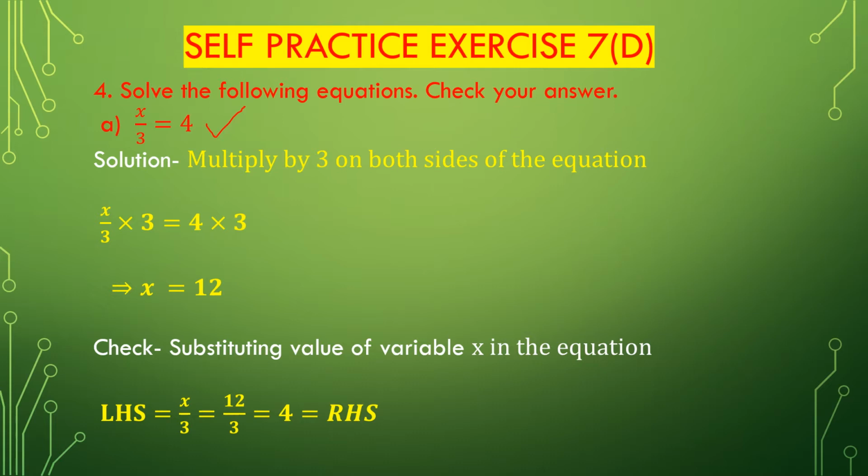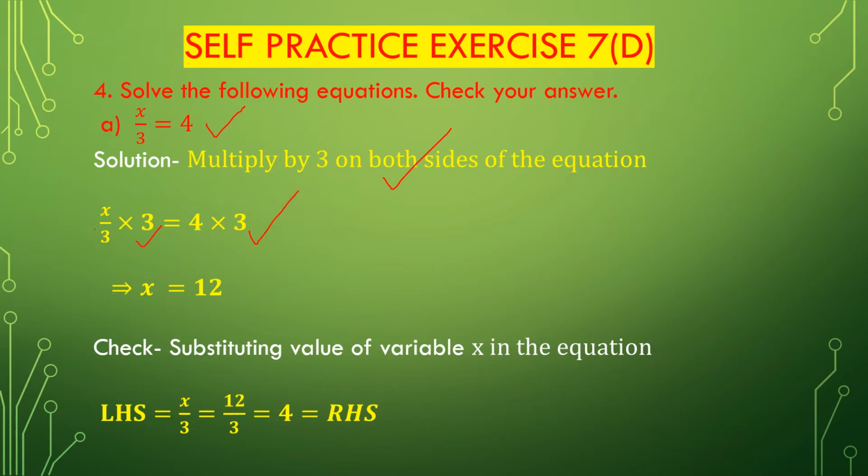Here division by 3 is there, so we have to multiply by 3 on both sides of this equation. So multiplying by 3 on both sides of this equation we get, यहाँ पे डिवीजन हुआ है, डिवीजन 3 के साथ हुआ है, x डिवाइडेड विथ 3, सो हमको 3 के साथ मल्टीप्लाई करना पड़ेगा बोथ साइड्स. सो x divided by 3 multiplied with 3 that is equal to 4 multiplied with 3.